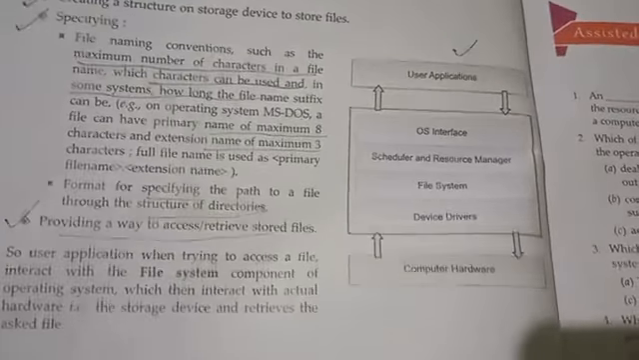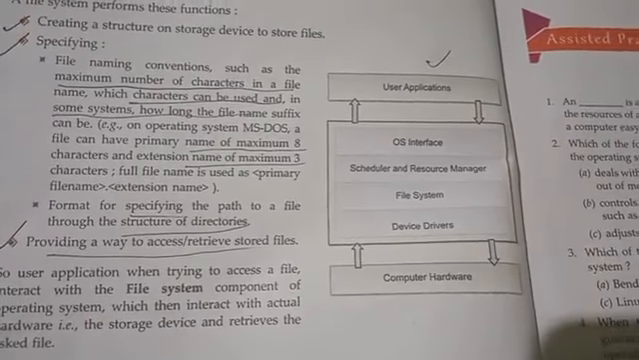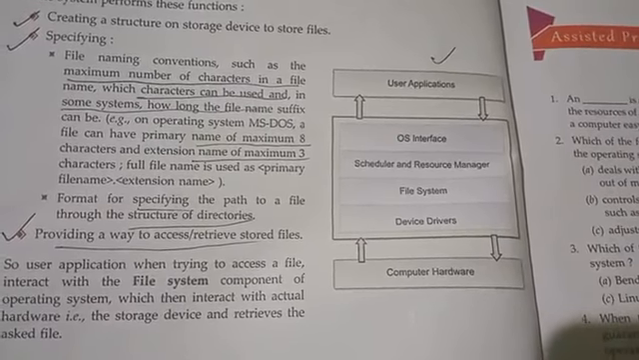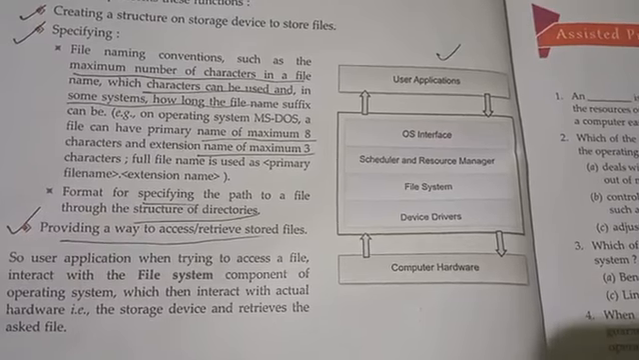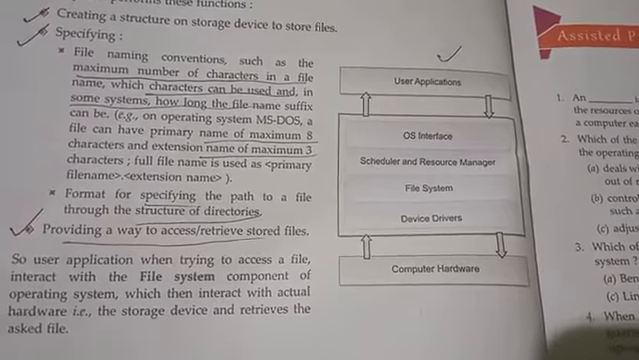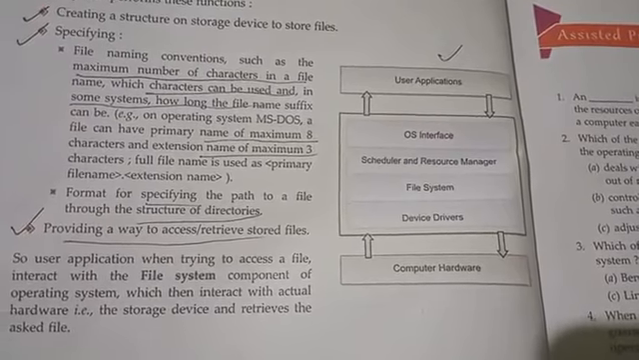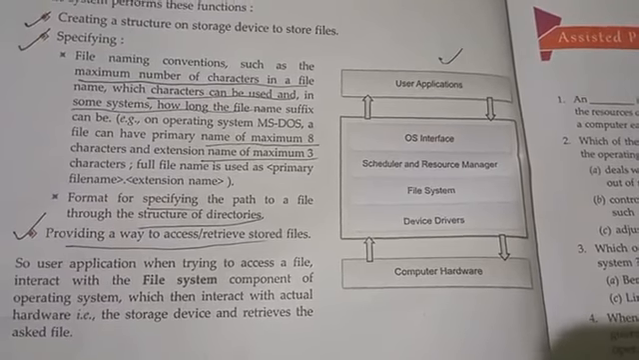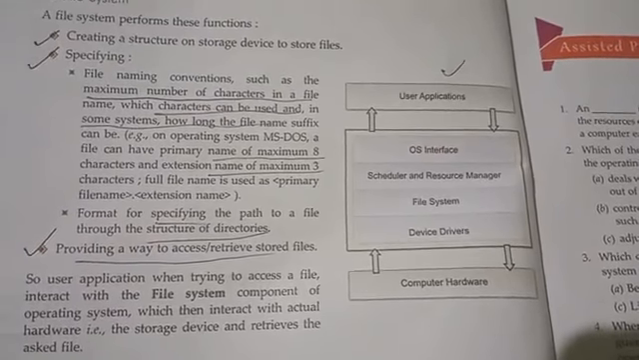So on the right side, the figure is also important. You should draw this figure also. First, the user application goes through the operating system interface and deals with the computer hardware. In between there are file systems and device drivers. So these are the examples. So hope you understand this file system.